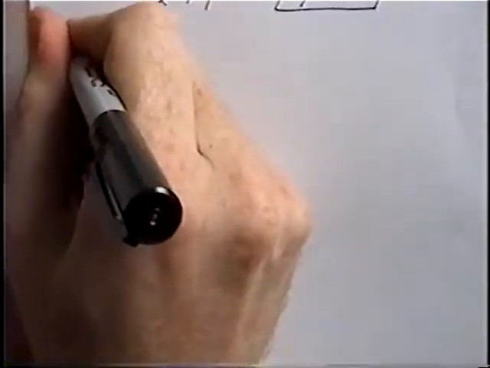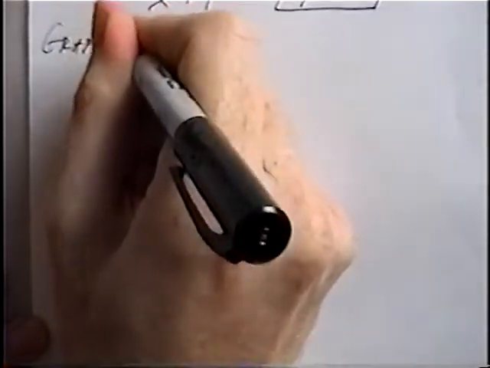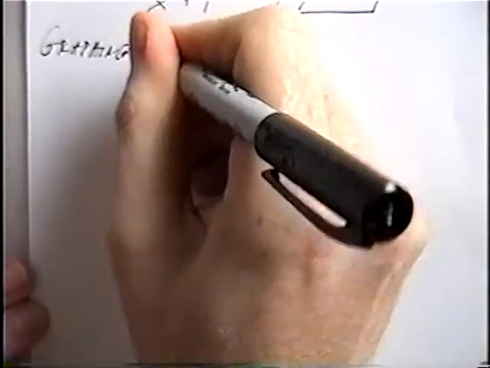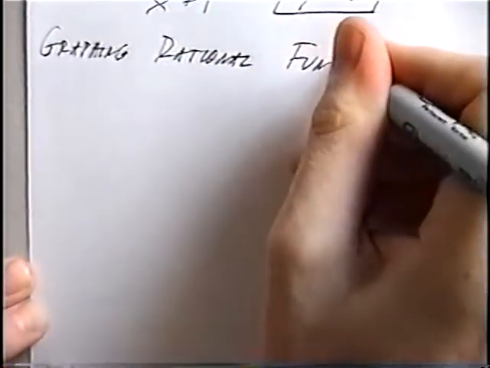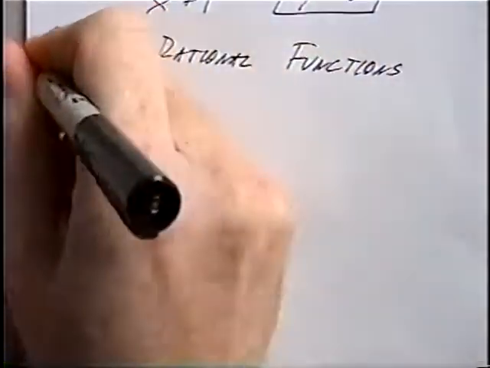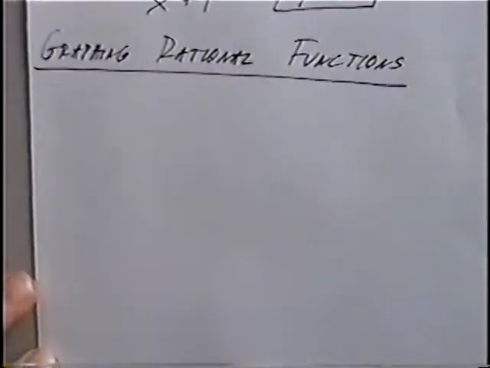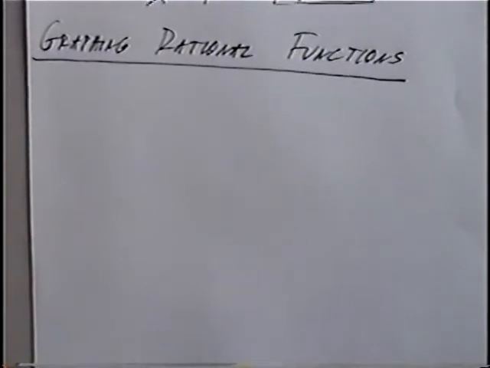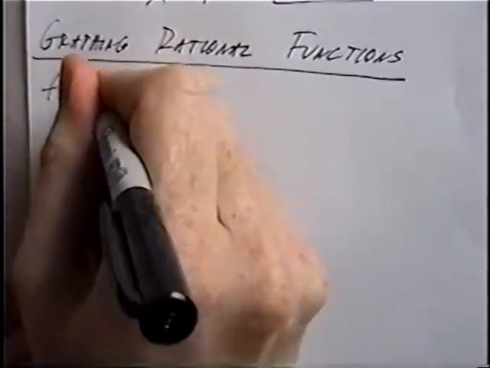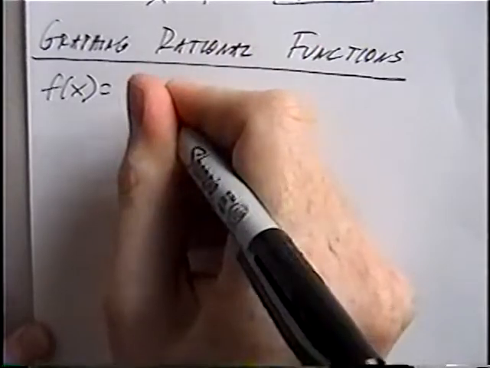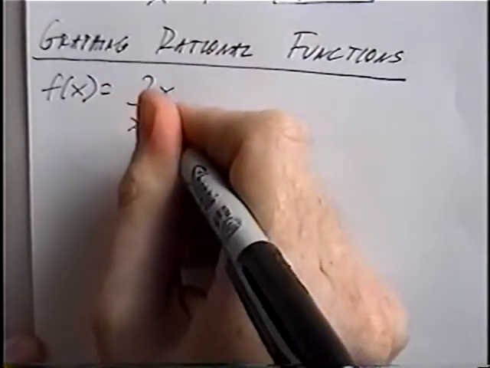The last section of notes today is titled Graphing Rational Functions. To graph rational functions, we'll use vertical asymptotes, holes, and horizontal asymptotes. The first question is f of x equals 2x over x plus 1.